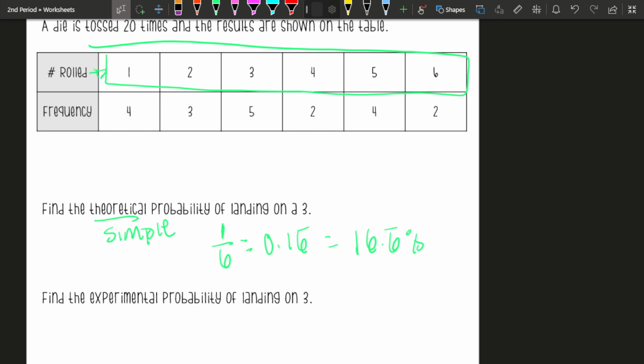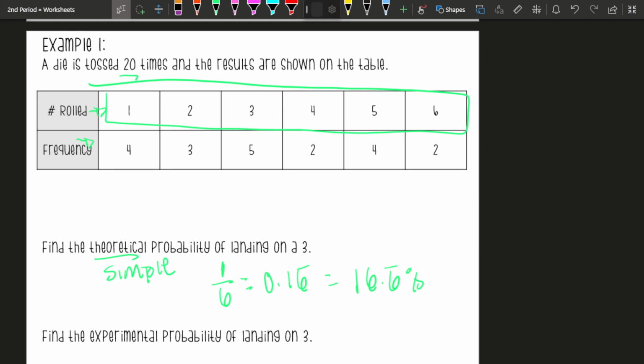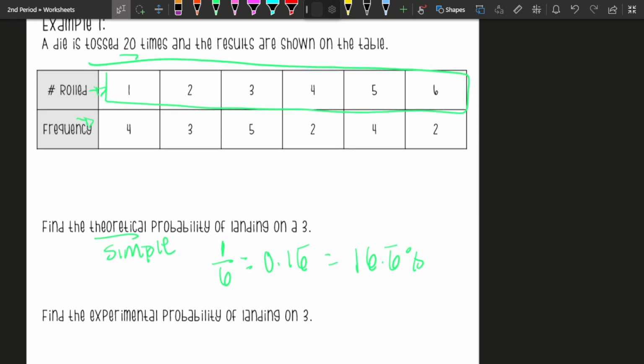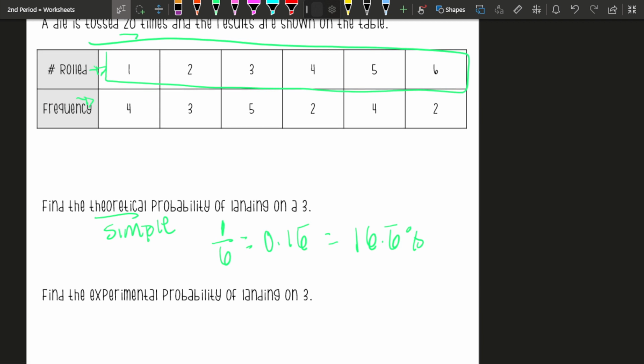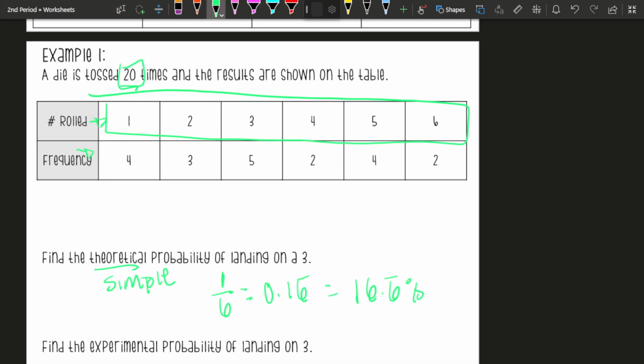Now, we're going to find the experimental. For experimental, we're going to look at how many times. By the way, if you add all of the frequencies, the bottom ones, what should you get? How many times did we do the experiment? 20. So if you add 4 plus 3 is 7, plus 5 is 12, plus 2 is 14, plus 4 is 18, plus 2 is 20. That's the number of times that we did this experiment. So this matches up, right?